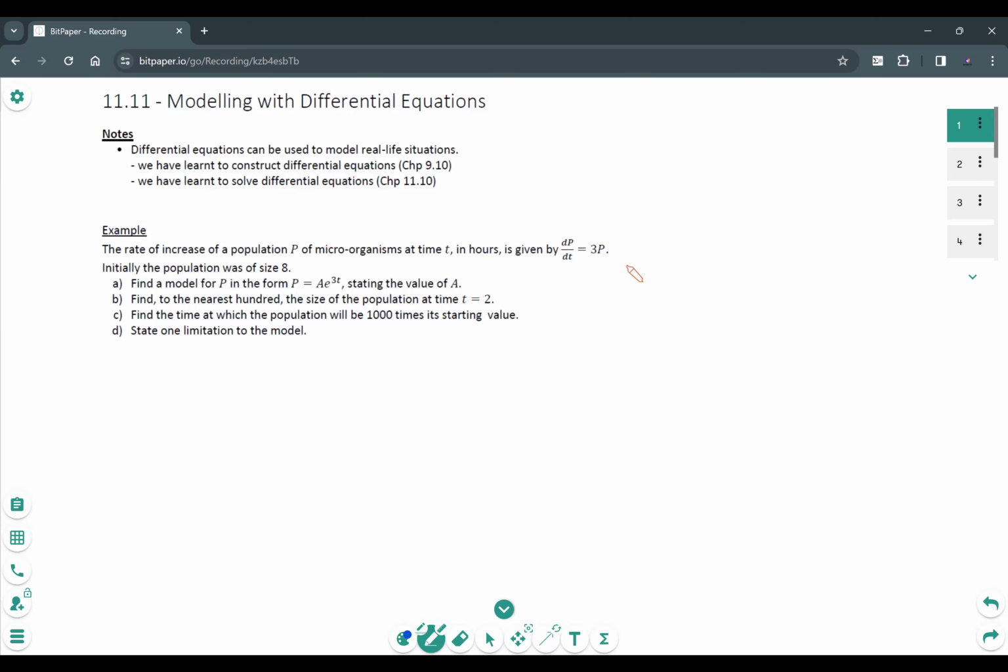Now, when you come to modeling, you have to understand these kinds of wordings are what we call the boundary condition that can help you to find the particular solution, okay, from last lesson. So this is when t equals 0, P equals 8. So something to remember.